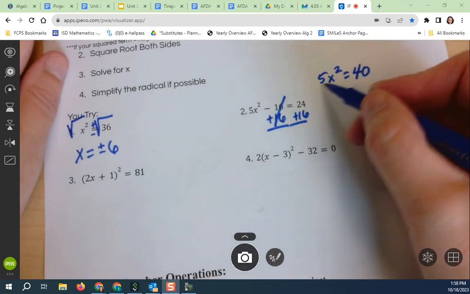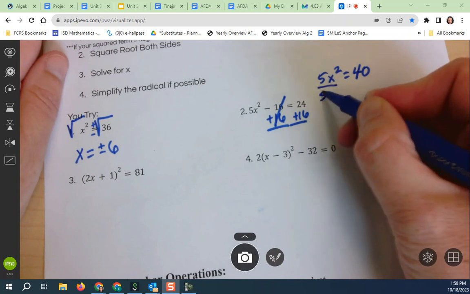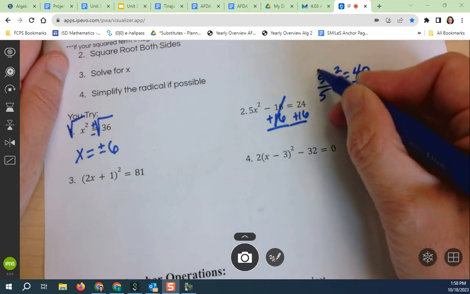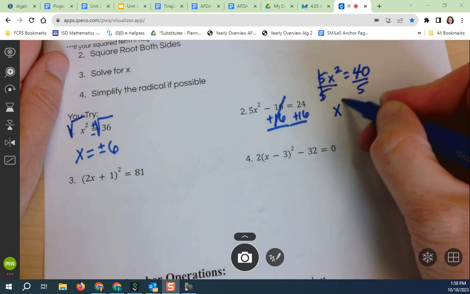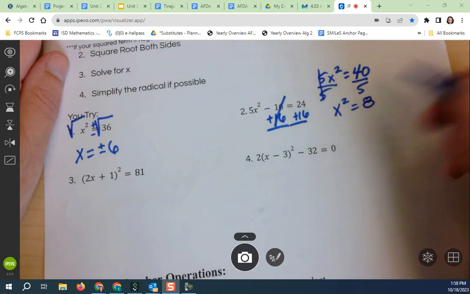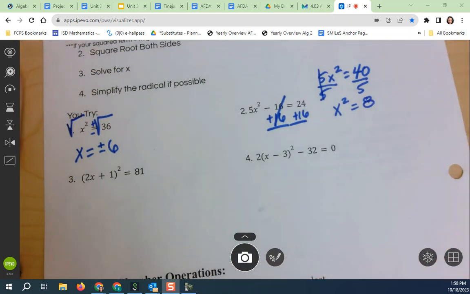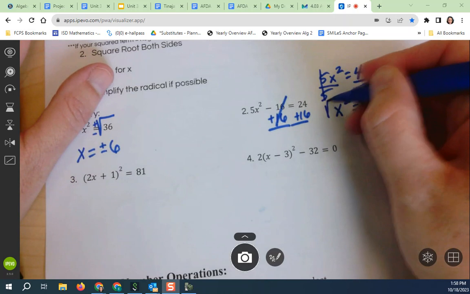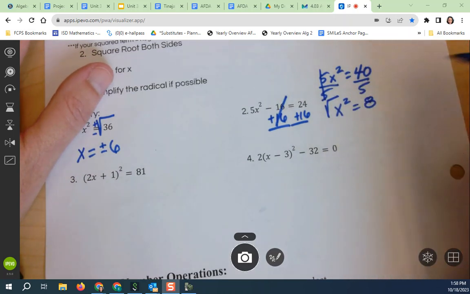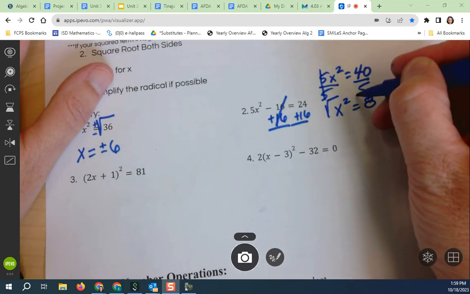All right, so to undo multiply by 5, I divide by 5 on both sides. And I get x squared equals 8. And now's where I have to get rid of the squaring with a what? Square root, good. And I don't want to forget the what? In front of the square root. Plus and minus, yeah.